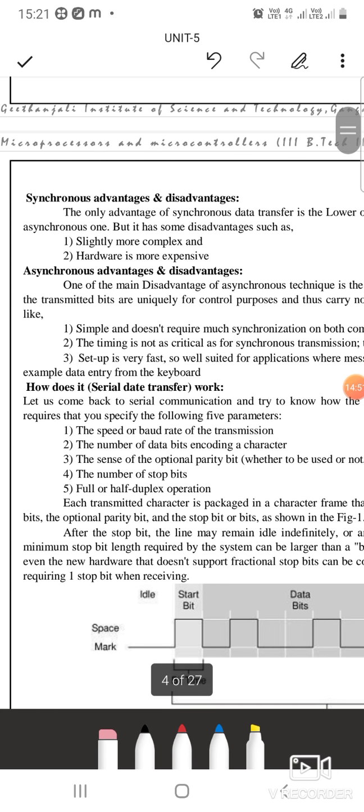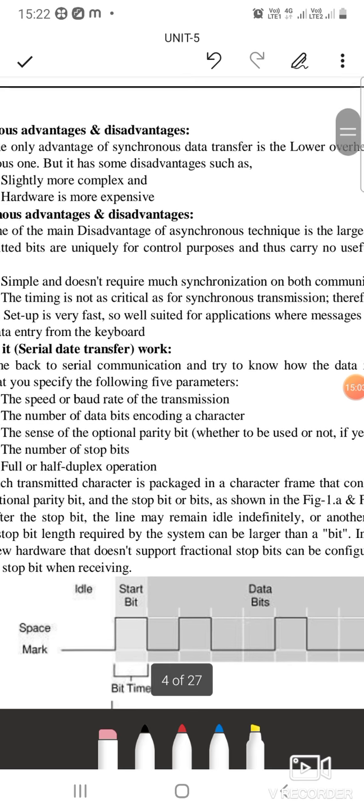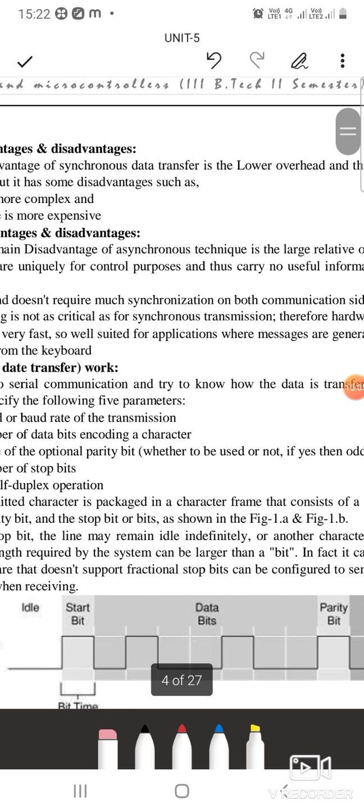Let us look at the advantages and disadvantages of synchronous and asynchronous communication. The advantage of synchronous communication is low overhead. What does overhead mean? The additional bits. In synchronous communication we transmit only the data, with no additional bits along with it, so there is no overhead. That is the main advantage.